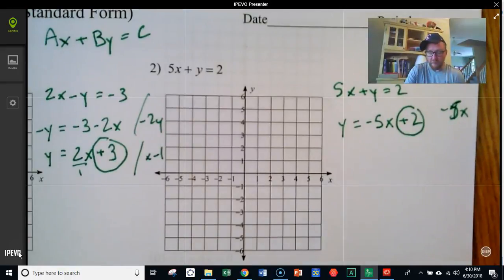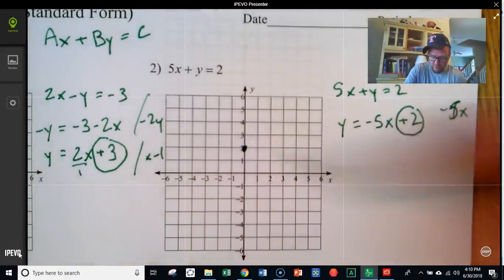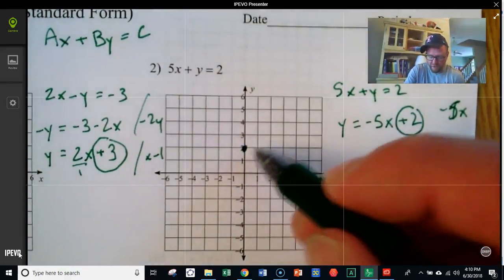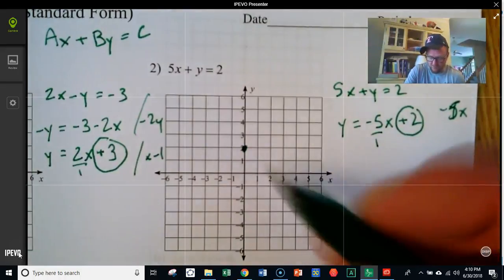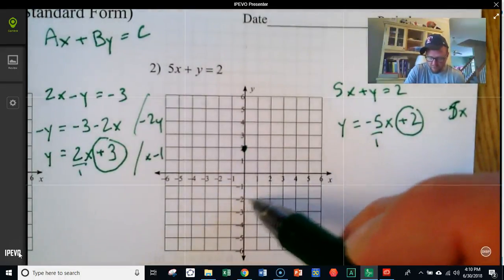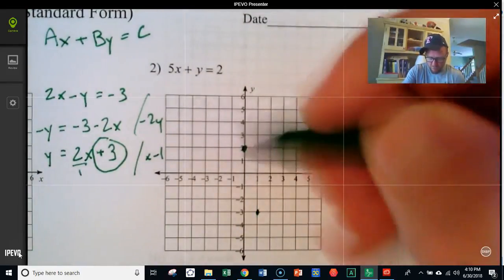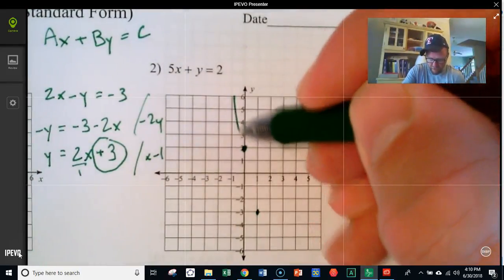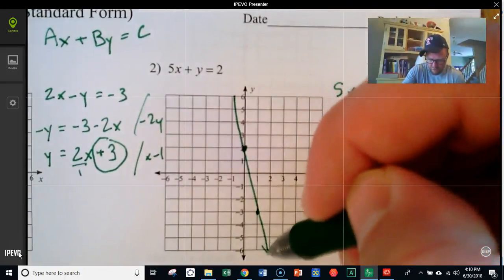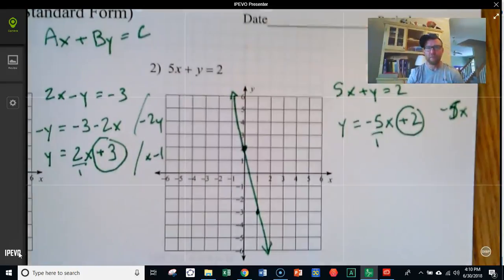There's my y-intercept. Our slope is negative 5, which means you can think of that as negative 5 over 1. 1, 2, 3, 4, 5, and over 1. We can't plot any more points, but we can draw the best line we can here. And there we go. Pretty straightforward. Take a look at another one.